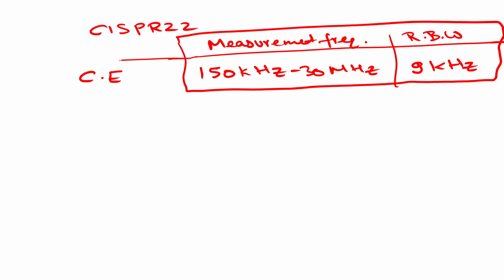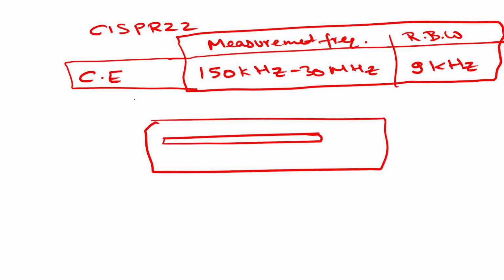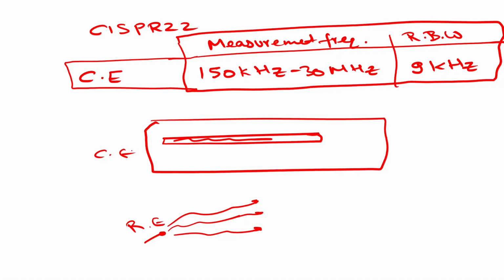Conducted emissions are those unwanted signals which travel through a conductive path, let's say a metal strip in a PCB. A radiated emission is radiated by something, let's say an antenna, but this is unwanted radiation that we don't want. So this is radiated emission and this is conducted emission.